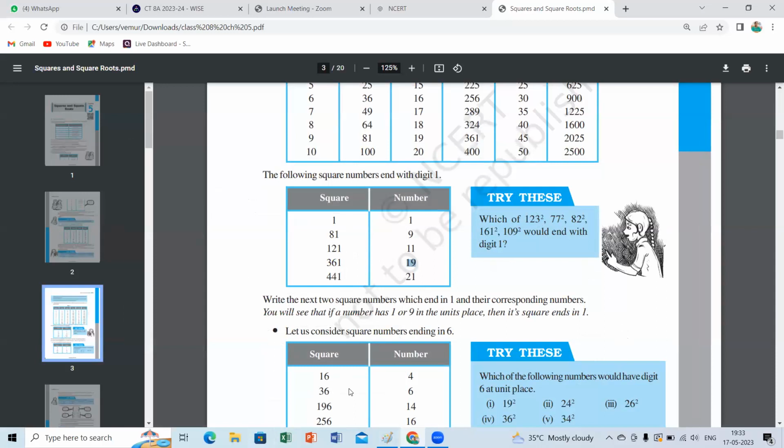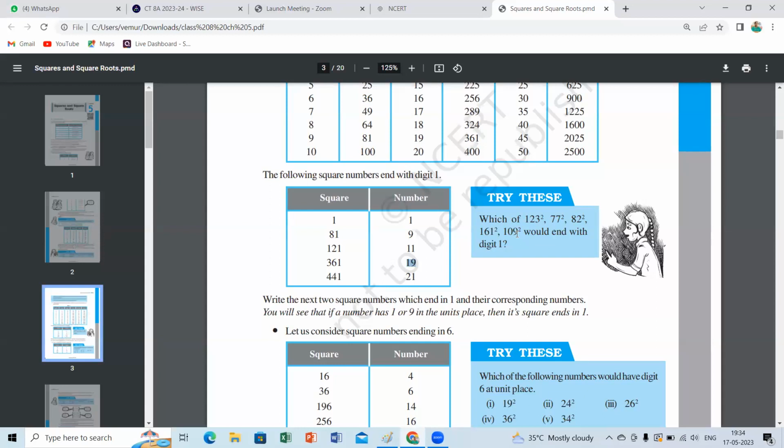They gave a few examples, children. Which of 123 square, 77 square, 82 square, 161 square, 101 square would end with digit 1? There are multiple things given, children. Ma'am, 161 and 101. Very good. 161 square and 101 square.